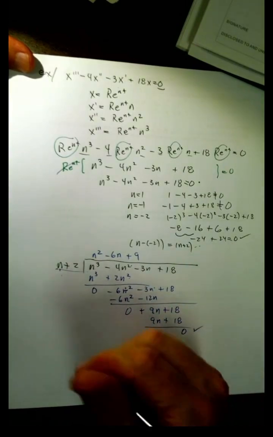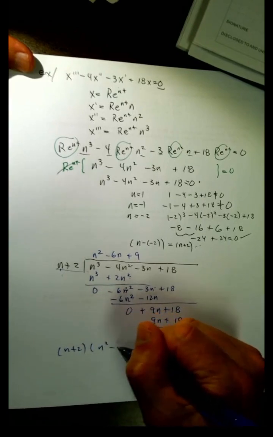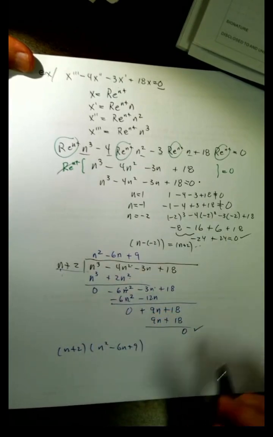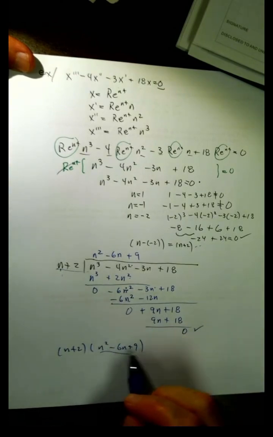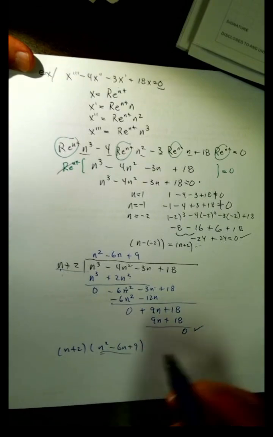So that's good. So that means I can write it in the form of n plus 2 times n squared minus 6n plus 9. And I can just focus on this. I can factor this. In this case, if you do not see that you can factor it, just use the quadratic equation. Don't mess around.